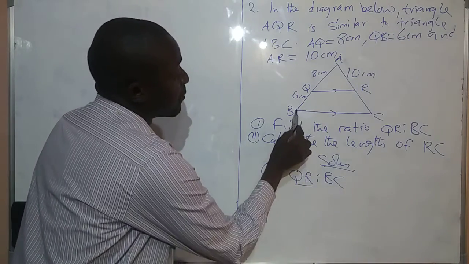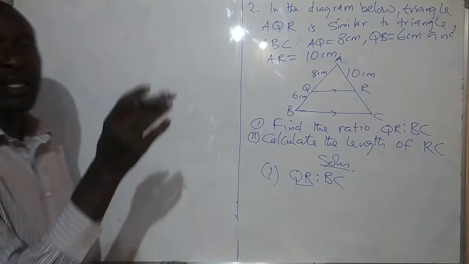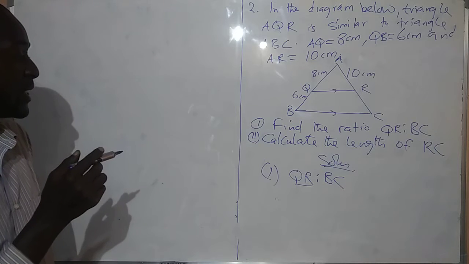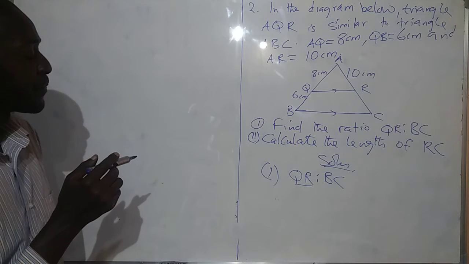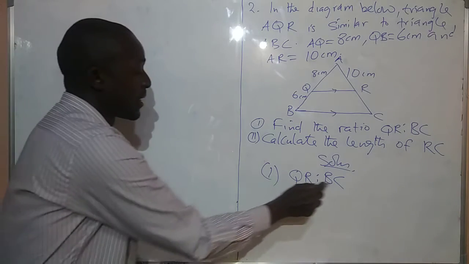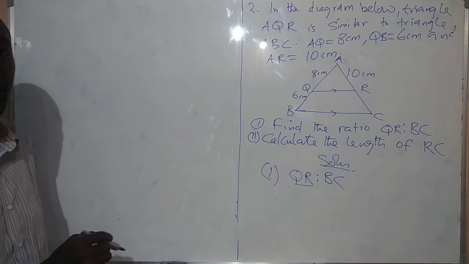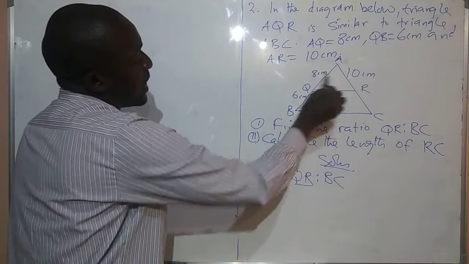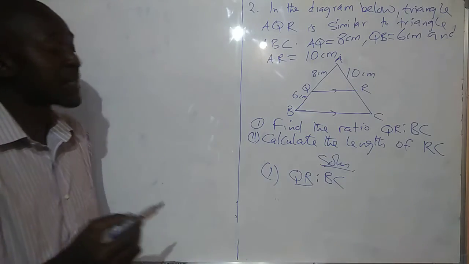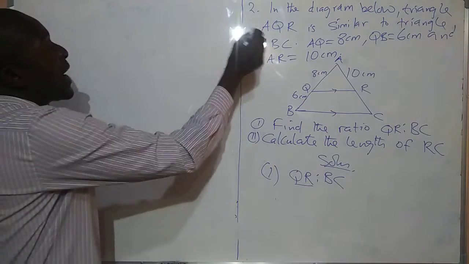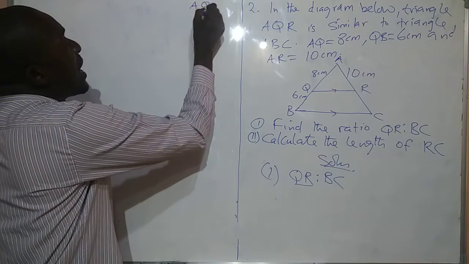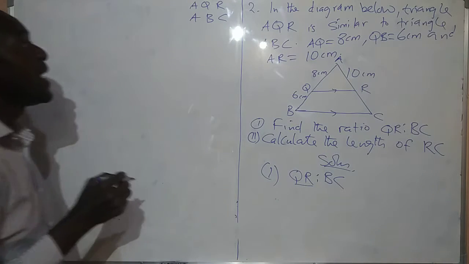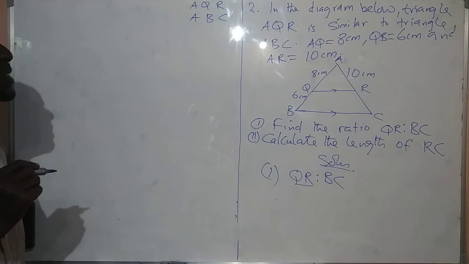BC is coming from the big triangle. So we have a side from the small triangle and a side from the big triangle. What we need here is numbers that will stand for these ratios. So go to the small triangle and look at the corresponding sides. We are told that AQR is similar to ABC.